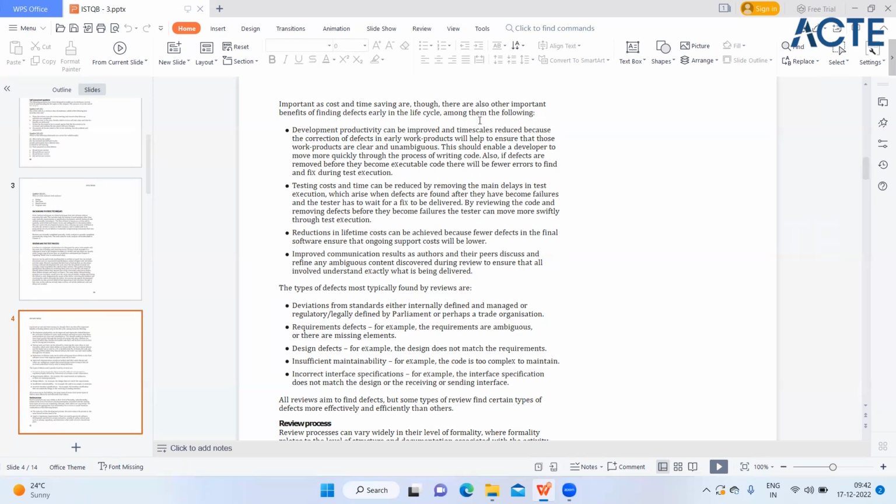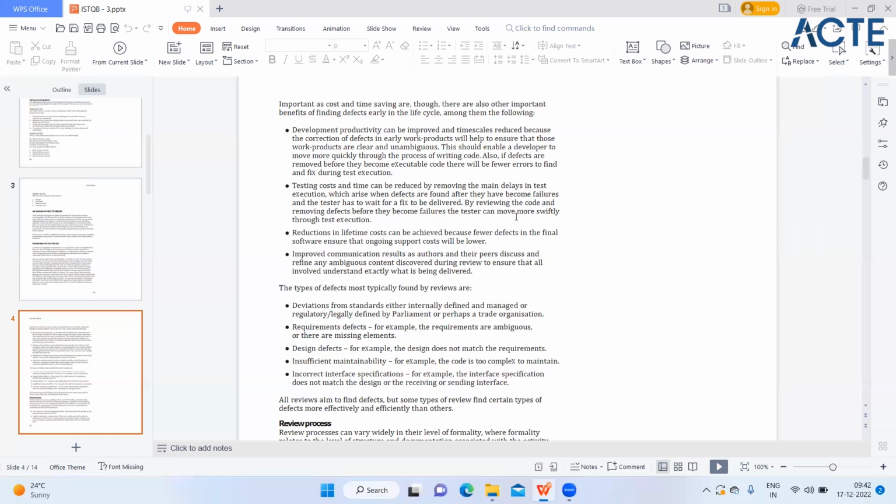Also, if defects are removed before they become executable code, there will be fewer errors to find and fix during test execution. The same thing I explained about testing cost and time: why time and cost will be saved, because we will find the errors at the starting level itself.